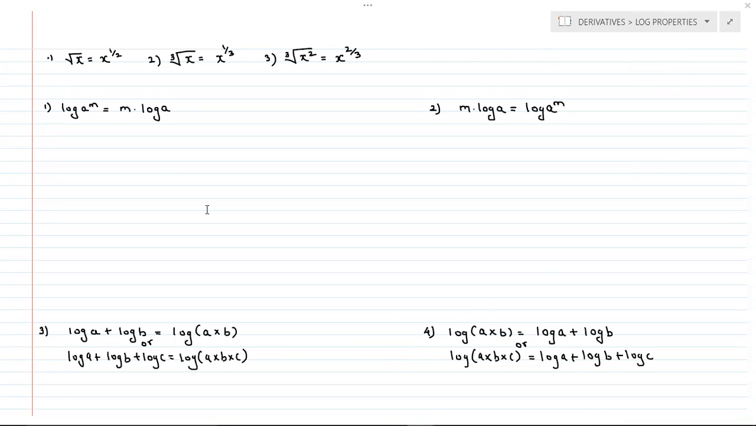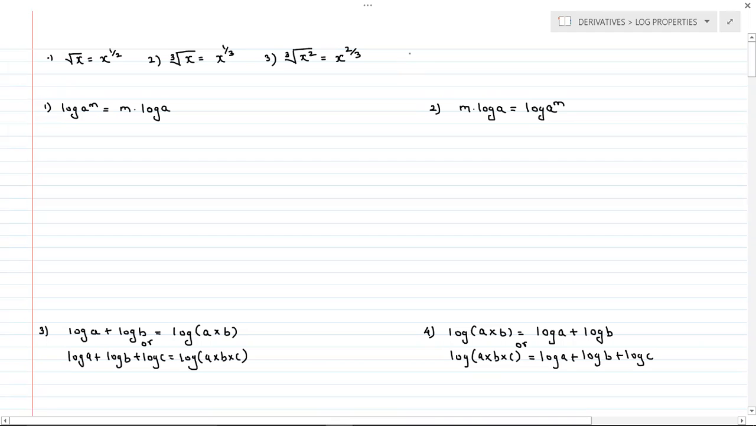Okay, so let's begin with the properties based on the log. Here, first we'll see the basic thing, like how we can write root x, cube root of x, yes or no. So basically we can write any root. All these basic things I had explained in the first video lecture.